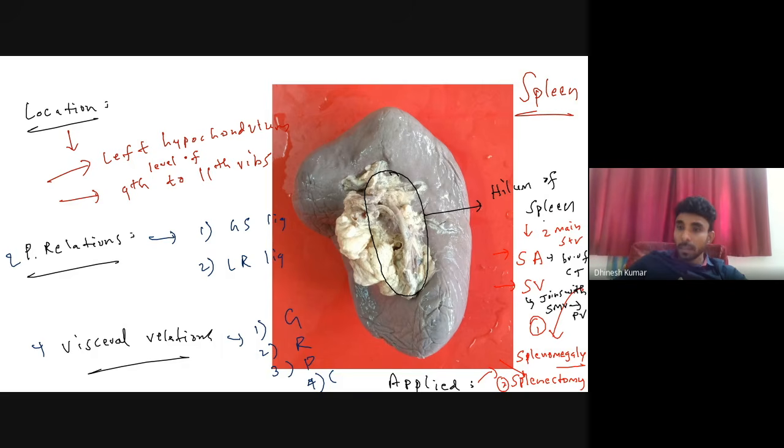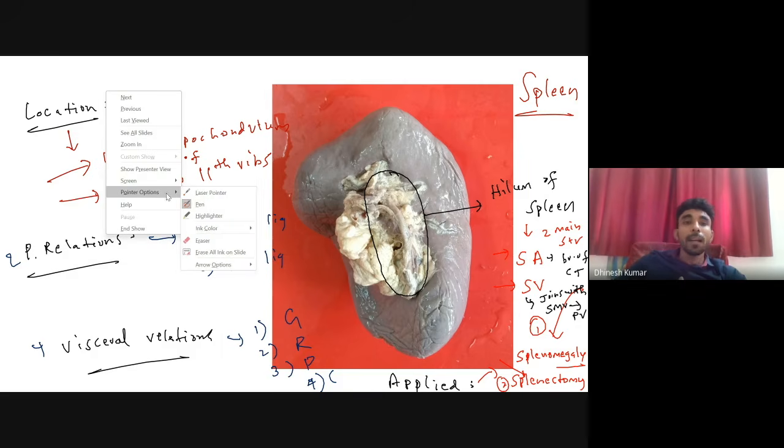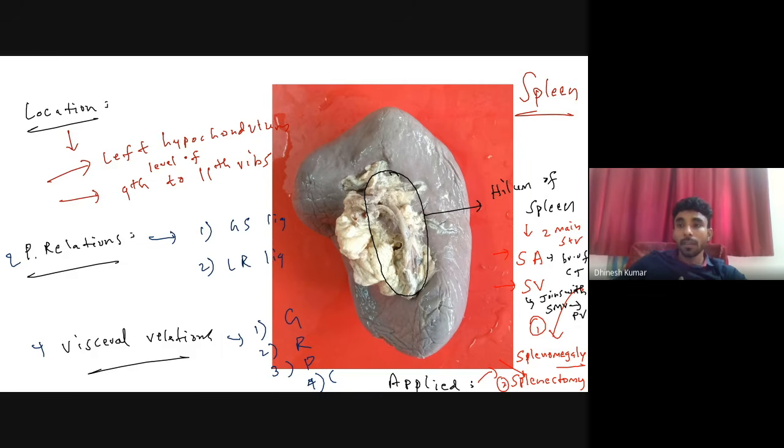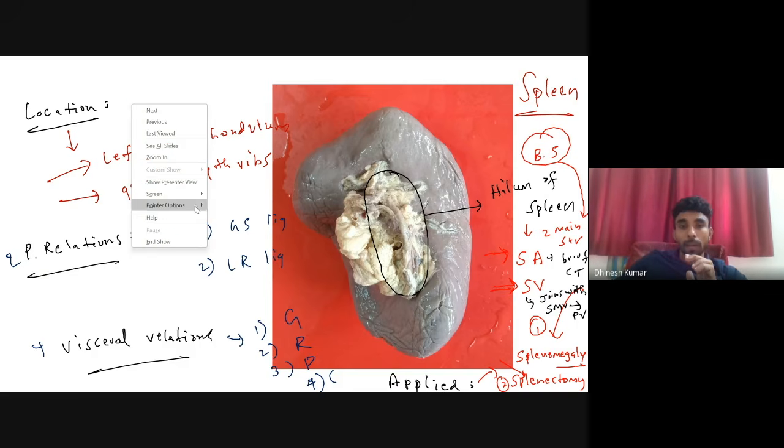Since the blood supply of the given specimen may be asked, remember the blood supply of the spleen. The splenic artery is a branch of the celiac trunk. The splenic vein joins with the superior mesenteric vein to form the portal vein.